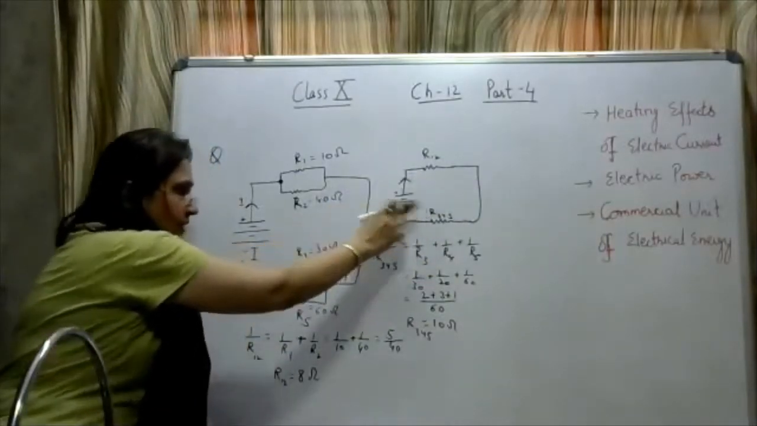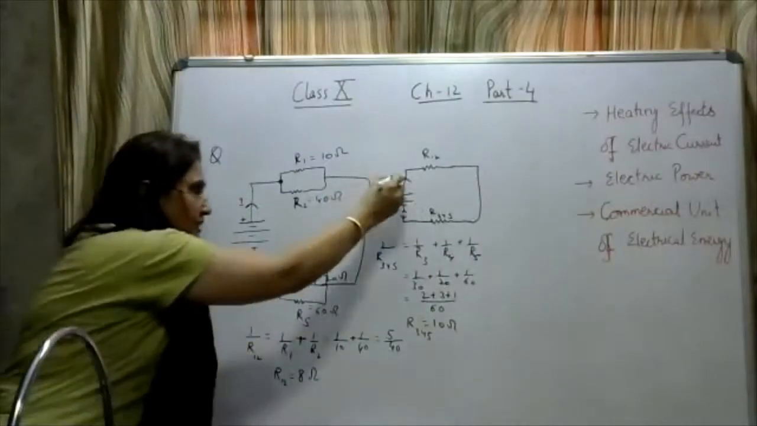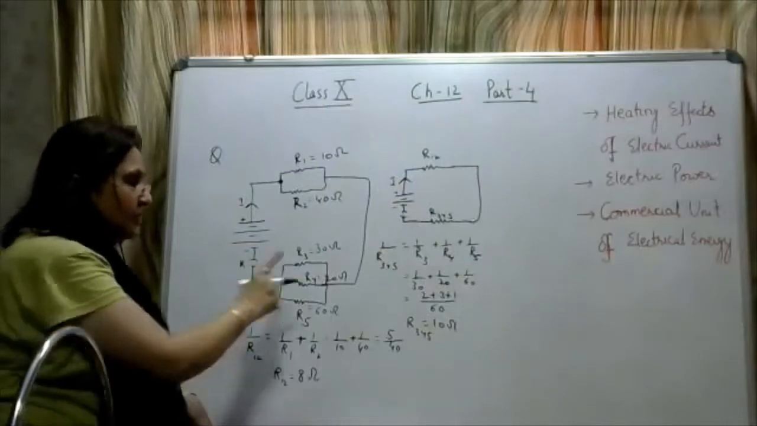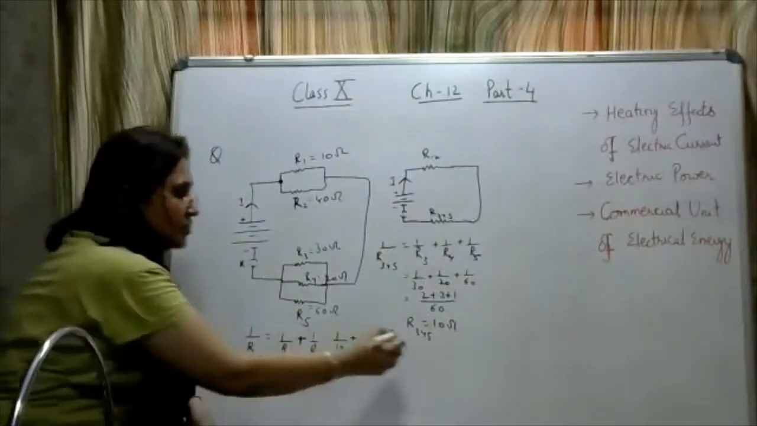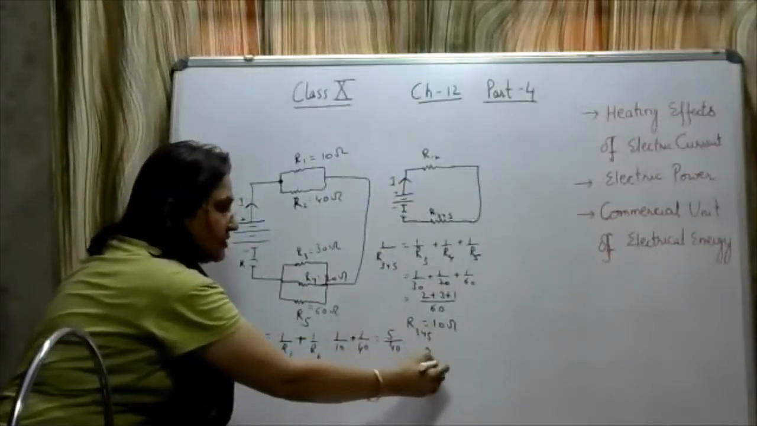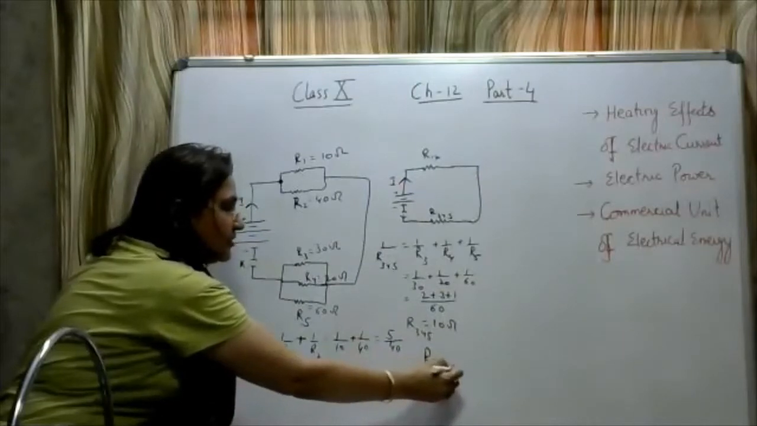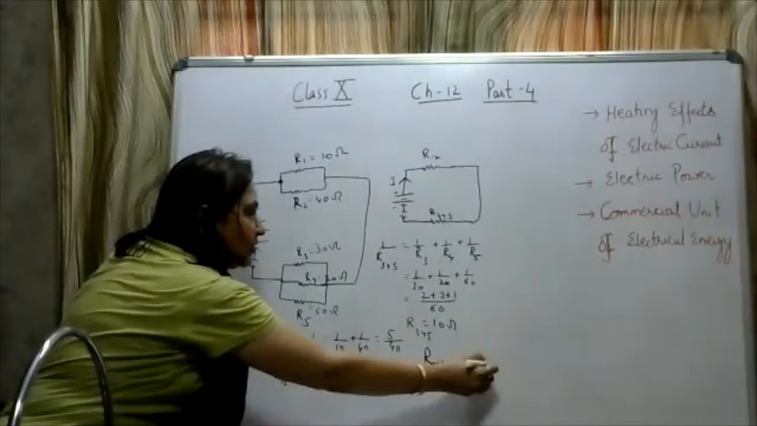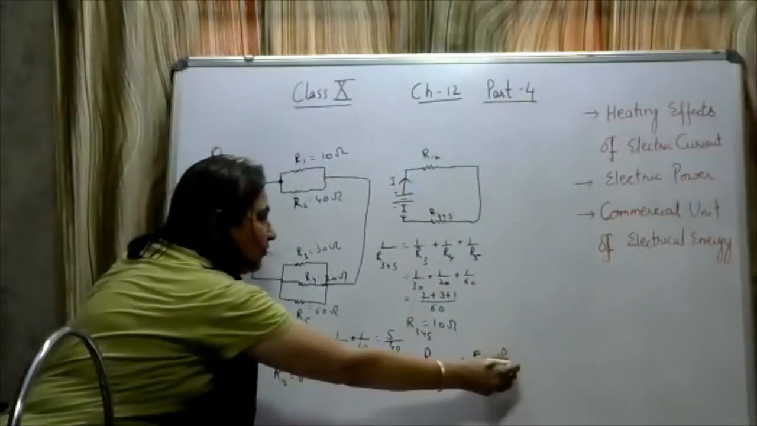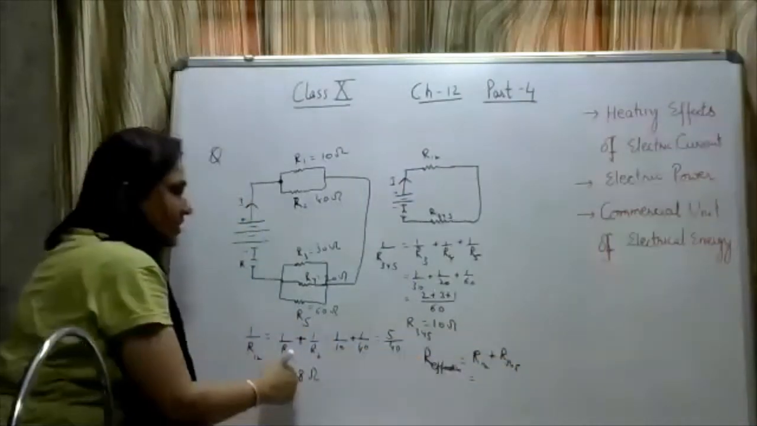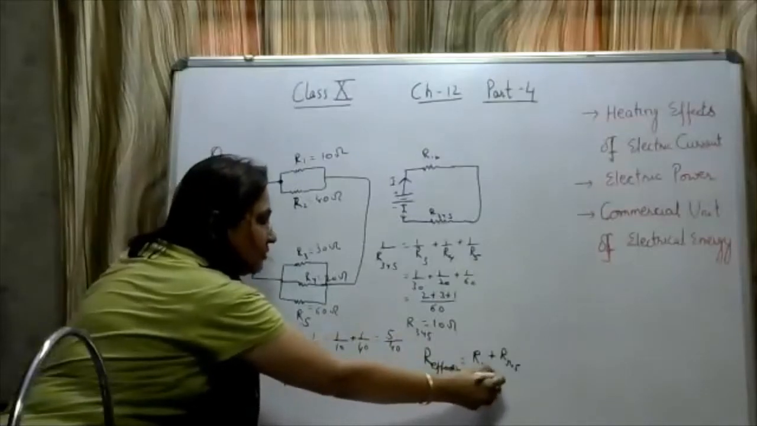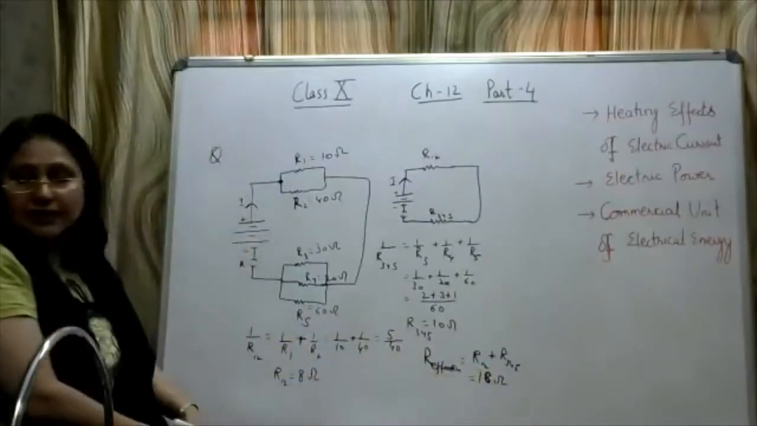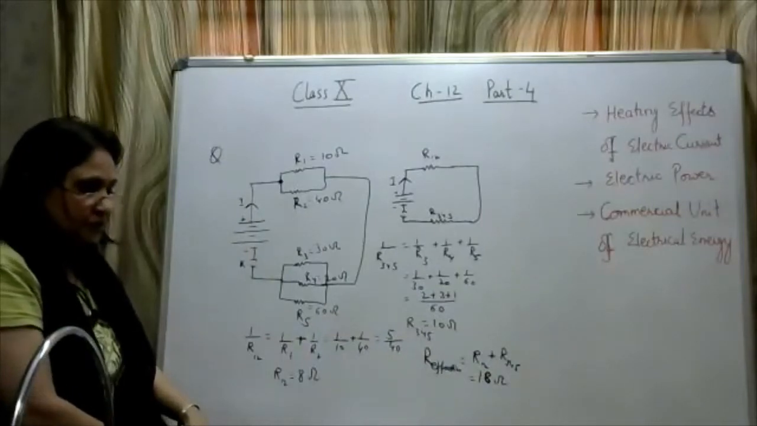So these two are connected in series because the same current is flowing through these two resistors. So the effective resistance, the total resistance of the circuit, is equal to R12 plus R345 as they are connected in series. So 10 plus 8 is equal to 18 ohms. Hence, the equivalent is equal to 18 ohms.